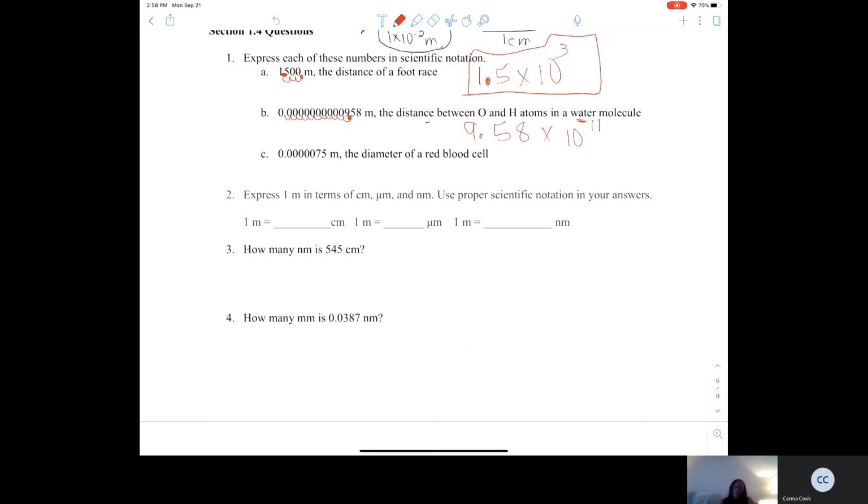Part C, we've got another small number. We need to move the decimal 1, 2, 3, 4, 5, 6 spaces. So the diameter of a red blood cell is 7.5 times 10 to the negative 6 meters. And it's negative 6 because that is a very small number. That's less than 1.